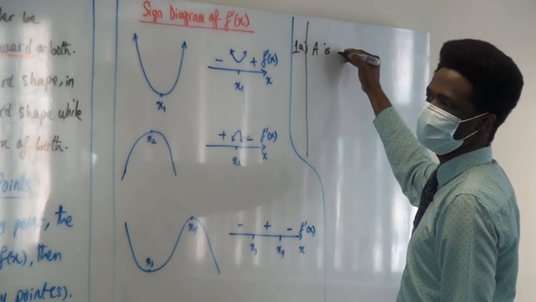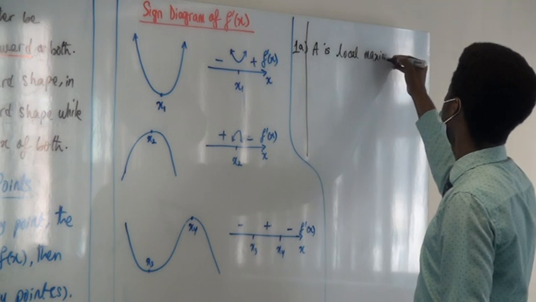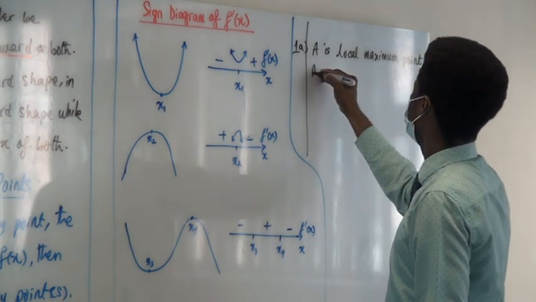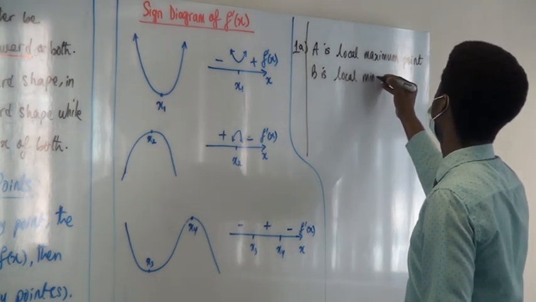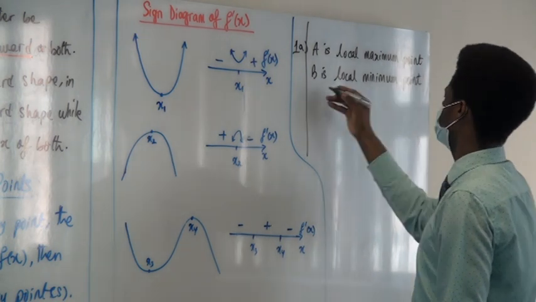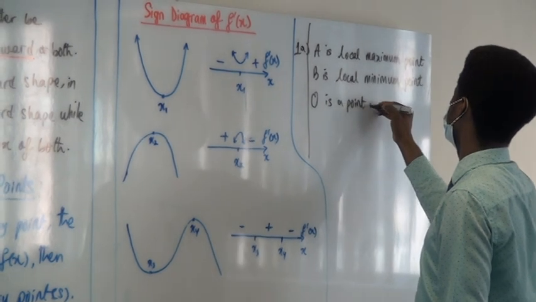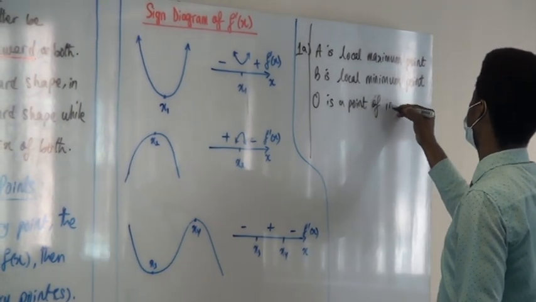A is local maximum point. B is local minimum point. And O is a point of inflection. A point of inflection.